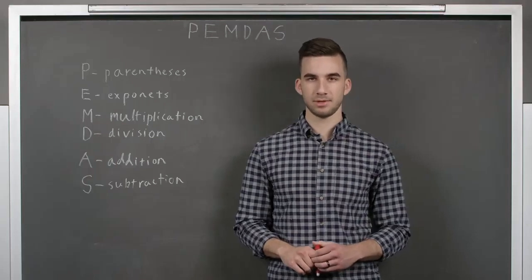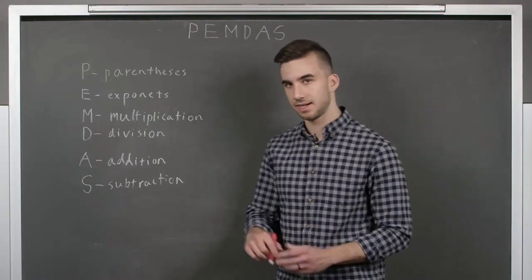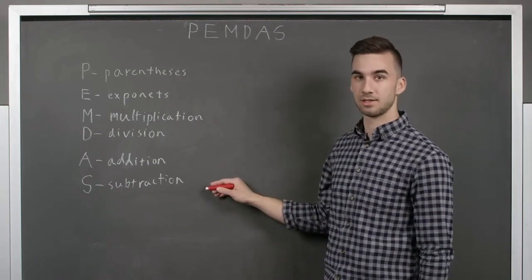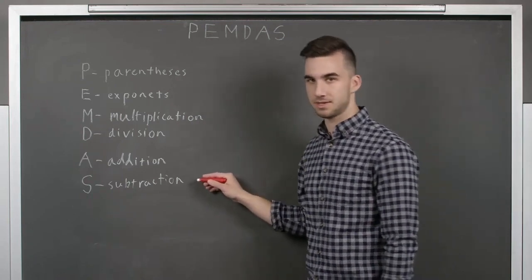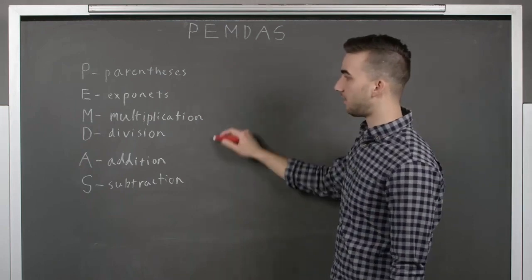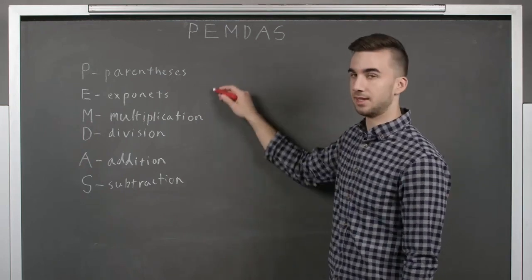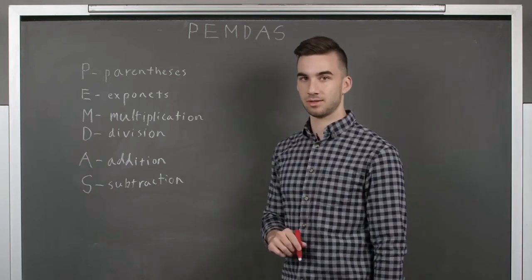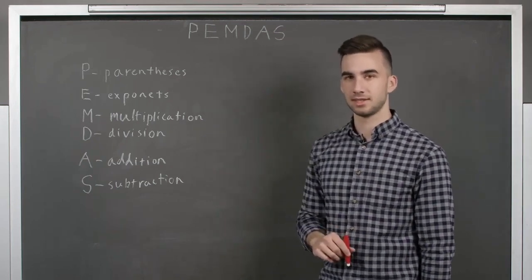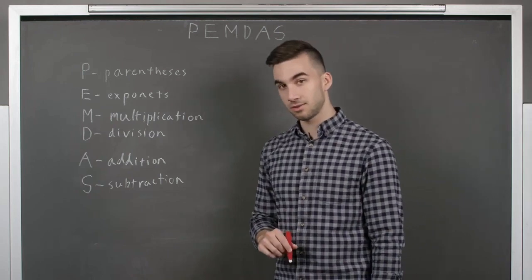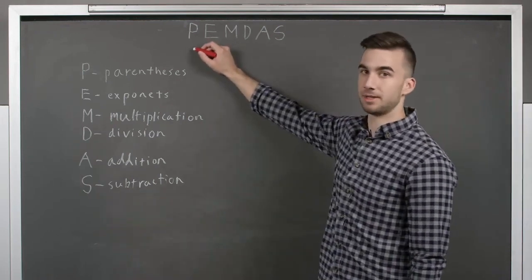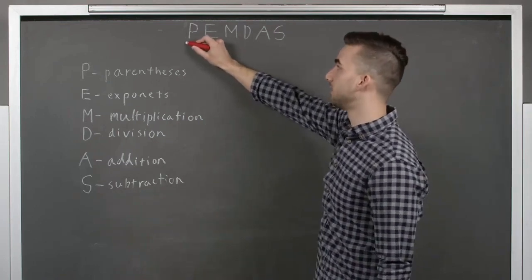Up until this point, we've been able to simplify expressions using these operations. In this lesson, we're going to learn how to simplify expressions where some or all of these operations are needed. However, if we don't simplify in a certain order, we will have an incorrect solution. So this order, also known as order of operations, can be remembered by the word PEMDAS.